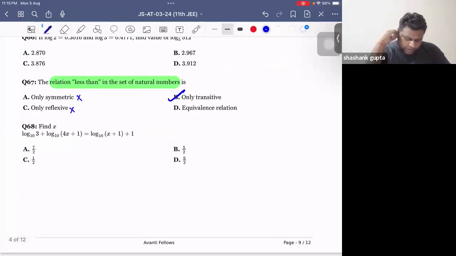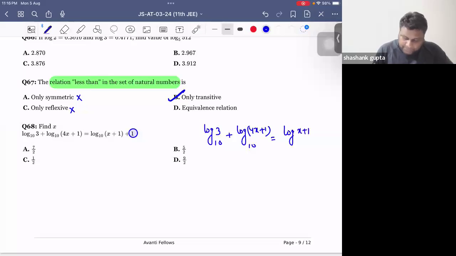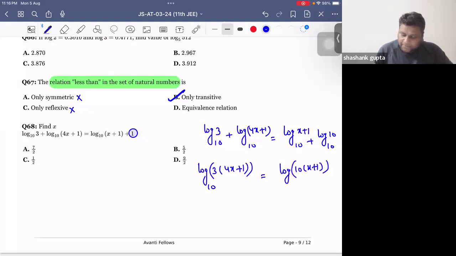Now see question number 16. Again very easy. It is saying log 3 base 10 plus log 4x plus 1 base 10. See, in such questions, this is the only thing that may cause problem to you, and we know how to tackle it. Replace it by log 10 base 10. So log 3 base 10 plus log 4x plus 1 base 10 equals log x plus 1 base 10 plus log 10 base 10. So it will be log of thrice of 4x plus 1 base 10 is log 10 times x plus 1 base 10. Very simple. Just remove log from both sides. You get 12x plus 3 is 10x plus 10. So 2x equals 7. x came 7 by 2. You got your answer. Am I correct?